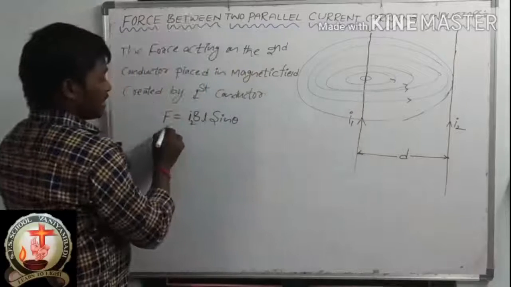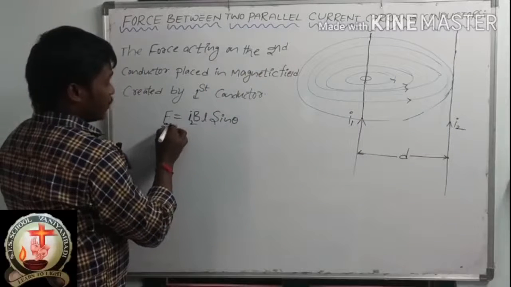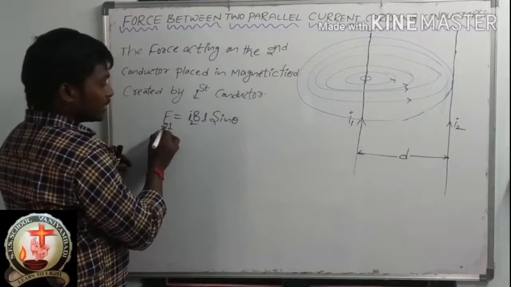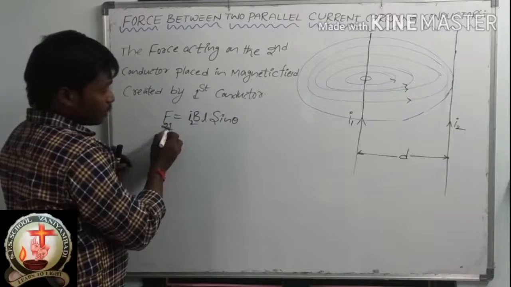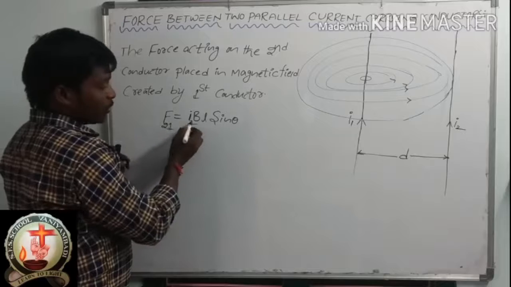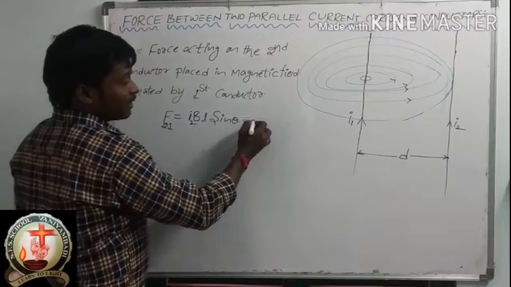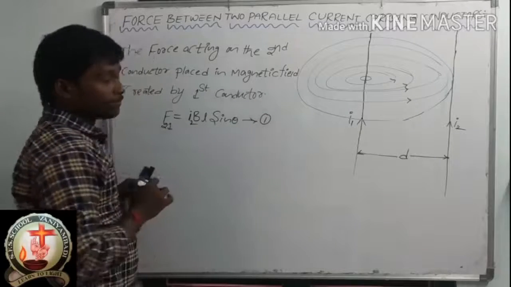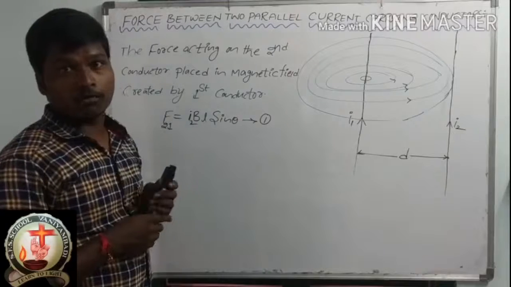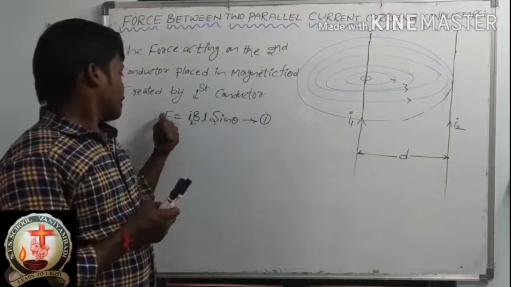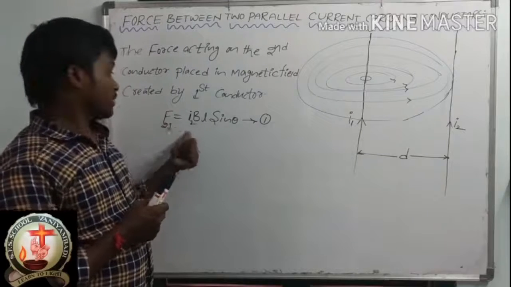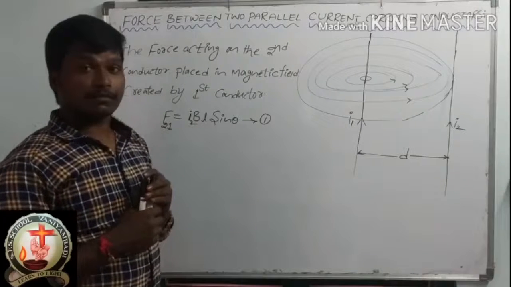So I am making the correction here, F21: force acting on the second conductor due to first one. So F21 is equal to I2BL sin theta. Give it equation 1. I hope you understood now. Force acting on the second conductor due to first one: F21 is equal to I2BL sin theta.